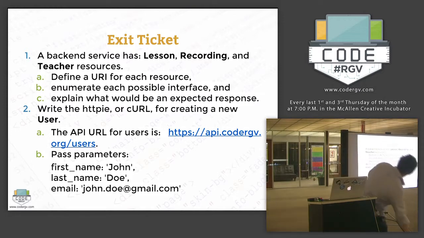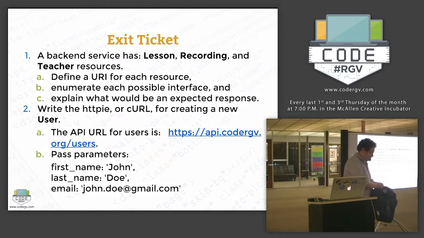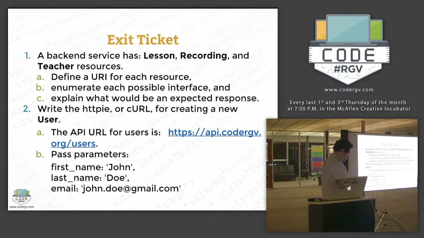teacher resources. And for each of these, I want you to define a URI, and if you don't know what that is, don't worry, you'll get to find out today. And from there, you will enumerate all the possible interfaces. Again, you will get to know and try those out. So each interface, you try those out, and then finally, you're going to explain what is the expected response. So, for example, a lesson could be when I do a GET, I get the lesson description and information. If I do a GET for lessons, then I get all of them, and so on and so forth. You get to play with that eventually. And then finally, you're going to write the actual prompt for the POST or the curl for this URL. You're going to pass the following parameters. Again, very simple.